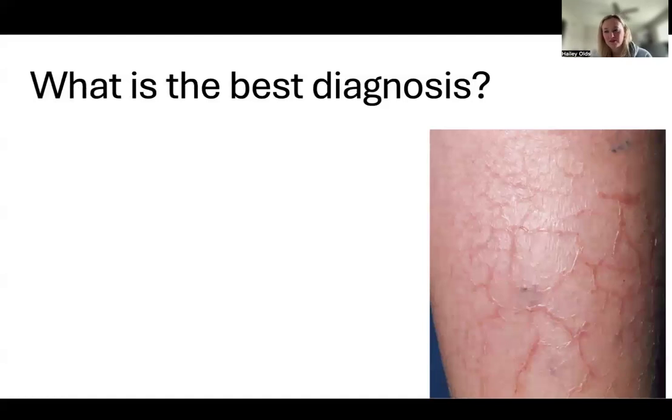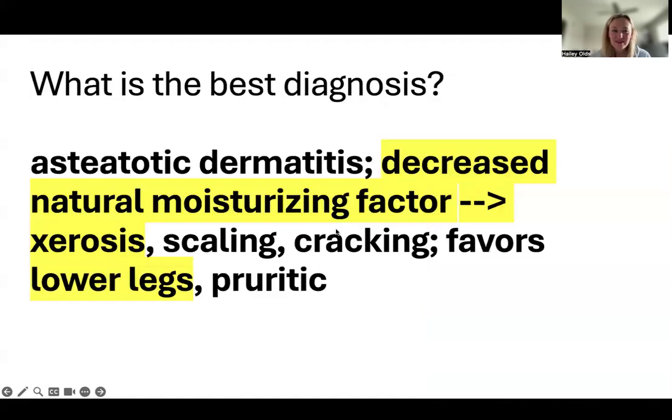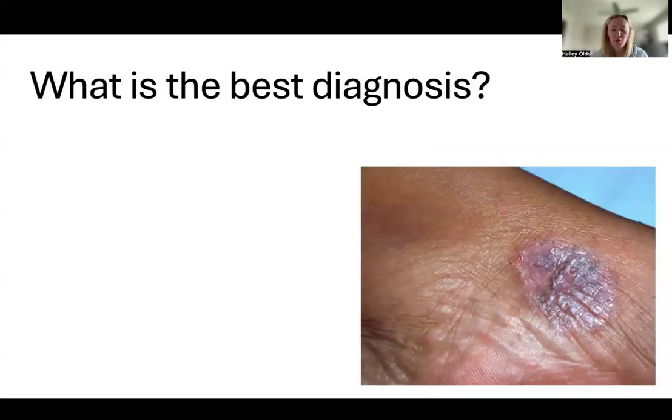Okay, what's the best diagnosis for this? So what I'm seeing here is a rash that's scaly that looks like a cracked riverbed. So this is asteatotic dermatitis. So basically you have decreased natural moisturizing factor, which leads to dryness, scaling, cracking, and it's usually on the legs and it's itchy.